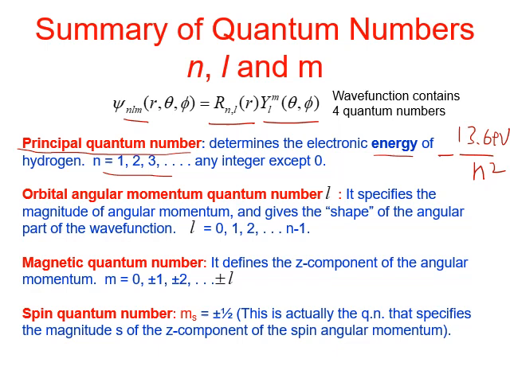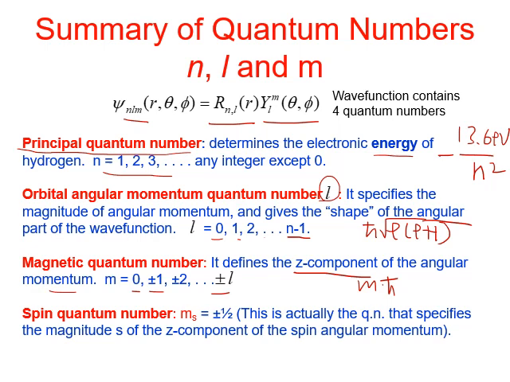The orbital angular momentum quantum number L specifies the magnitude of angular momentum and also gives the shape of the angular part of the wave function. L can be 0, 1, 2, until n minus 1. So the magnitude of angular momentum is calculated by h bar times square root of L times L plus 1. The magnetic quantum number m defines the z component of angular momentum. M can be 0, positive, negative 1 until positive, negative L. And the z component of angular momentum is m times h bar.